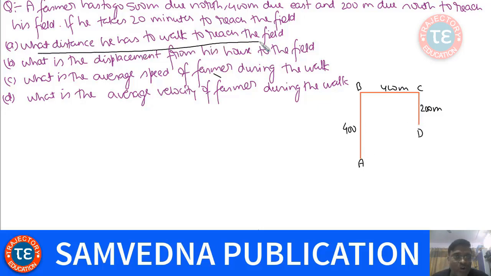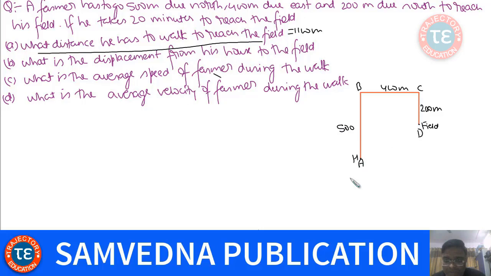What distance does he have to walk to reach the field? The distance he has to walk is this 500 plus 400 plus 200, that is 900 plus 200, 1100 meter. Then the question is, what is the displacement from his house to the field? Suppose here is the house and here is the field.